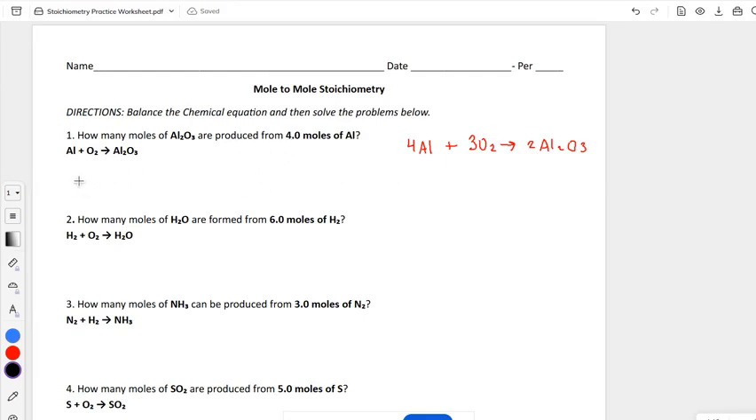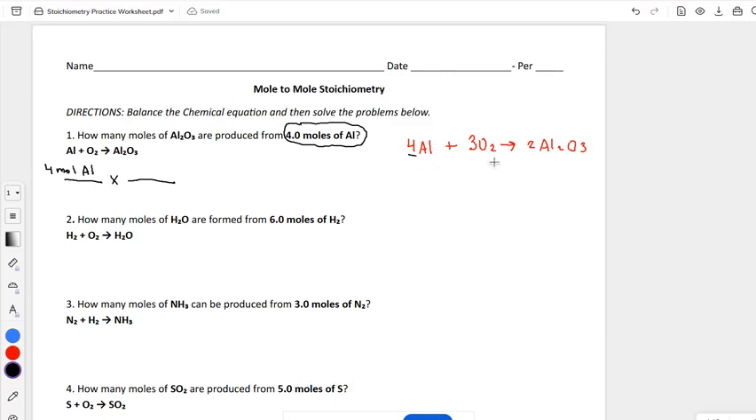So I always start out with this, like a new rule: line times line. Whatever number they give us, and they're giving us 4 moles of Al, whatever they give you in the problem, put it right here in the top left first. So 4 moles Al.